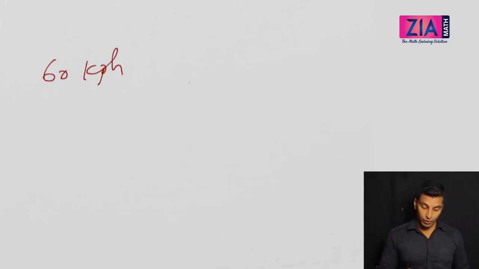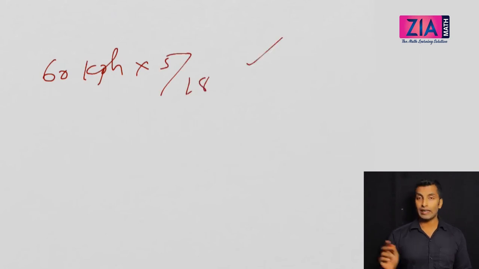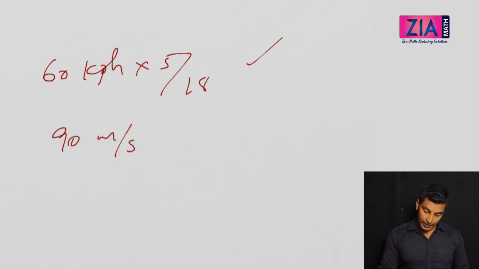So if I ask you to convert 60 kilometer per hour into meter per second, what will you do? You need to convert to meter per second. Meter per second is smaller, so you need to multiply with the smaller, 5 by 18. Okay, and you get the answer. So if I ask you to convert 90 meter per second into kilometer per hour, what will you do? Kilometer per hour is larger, so you'll multiply with 18 by 5.